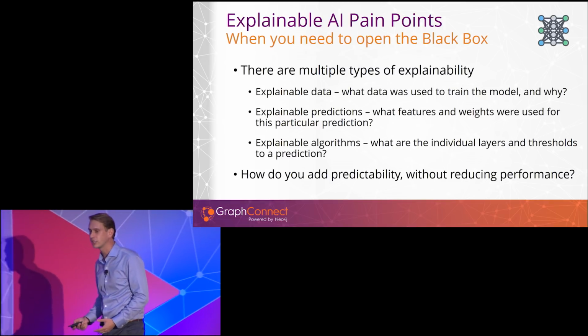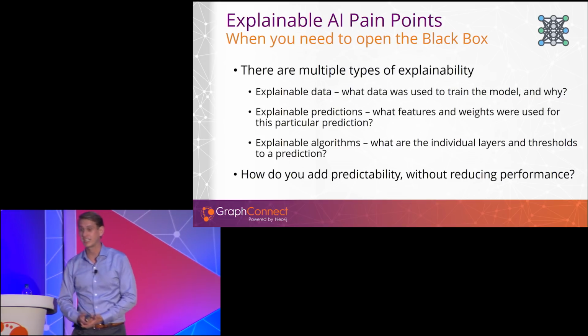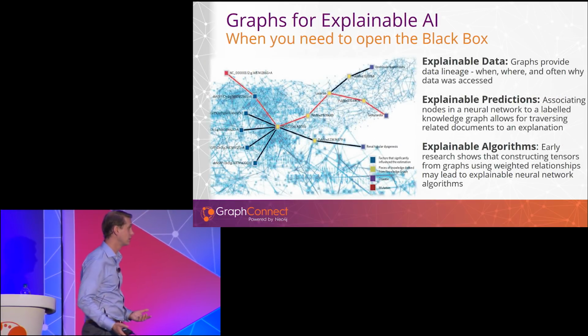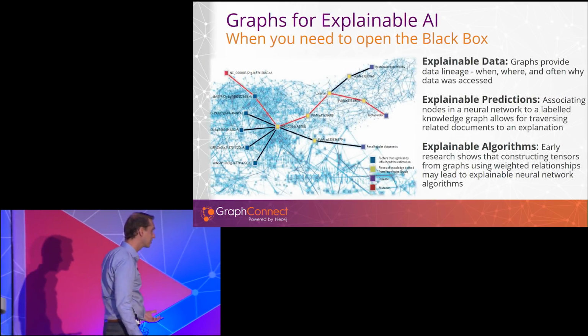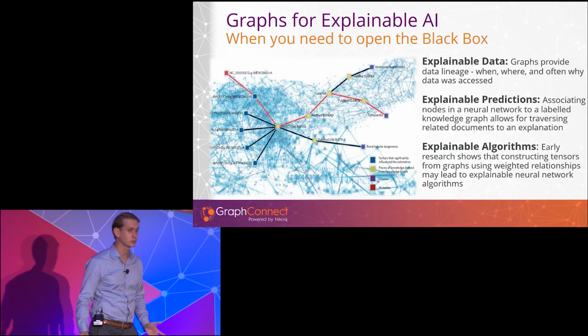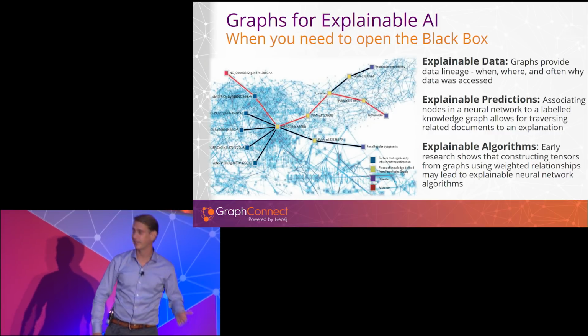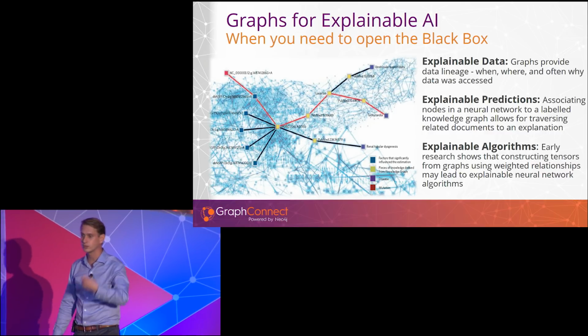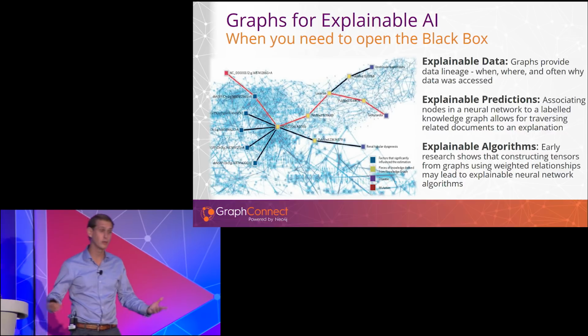So how are graphs starting to be looked at in this space? Explainable data is an easy one for us. We have 20 of the top 25 financial institutions using us in some way. Data lineage is a pretty common way, right? The ability to understand how data was changed, where it was used, why it was used, who used it, is something that we can do really well.